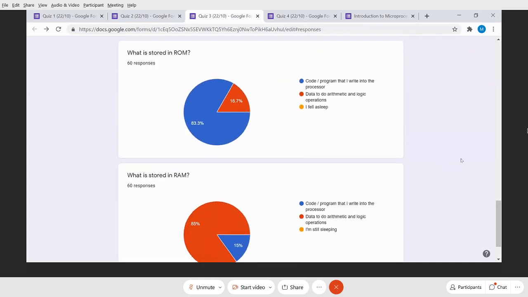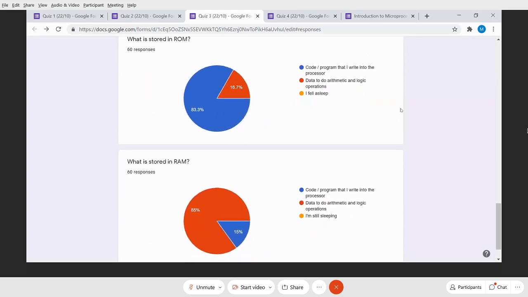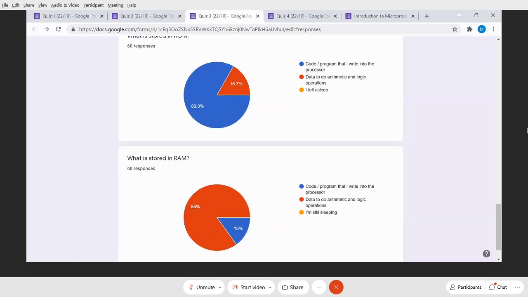What is stored in ROM? Of course, blue is correct. Still some people, mana ni? 10 people got it wrong. They still do not understand that ROM is only used to store the program. Code, the program that you write, the code that you write. Okay. And RAM is otherwise. It's for the arithmetic and logic operations.